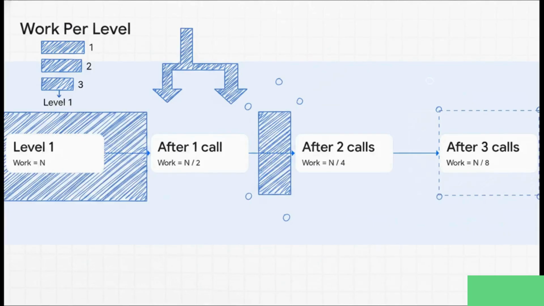Here is where the absolute magic happens. Yes, there are log n levels, but the amount of work we do at each level is not static. It shrinks dramatically. Think about it. At the first level, we partition the whole array, doing n work. But at the very next level, we've thrown half the array away, so we only do n divided by 2 work. At the next level, it's n divided by 4 work, then n divided by 8, and so on.